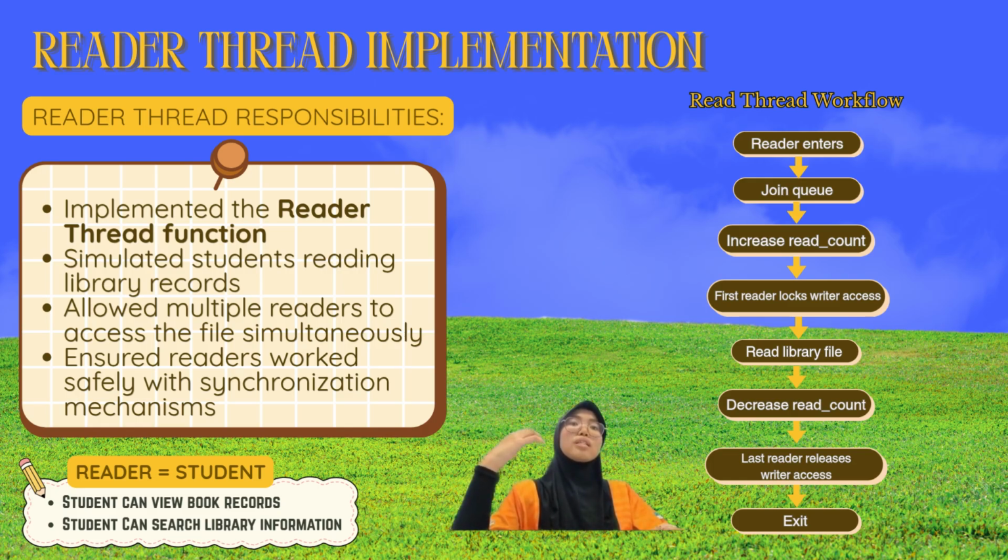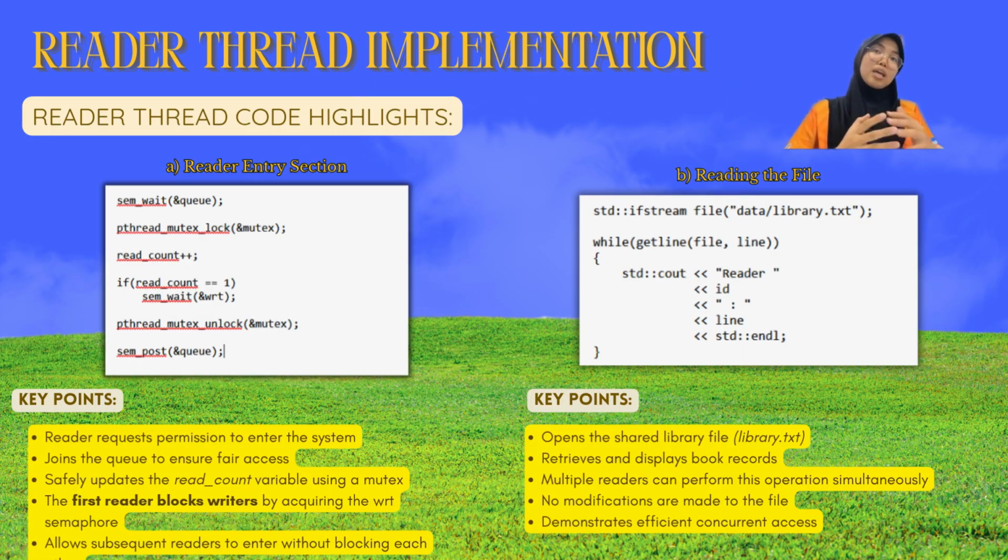So the whole flow is: enter, join queue, increment count, lock writers if first, read, decrement count, release lock if last, then exit. Now let's look at how this actually works in the code. On the left, we have the reader entry section. The first line, sem_wait(&queue), makes the reader wait in the queue before doing anything else. This is what implements the writer priority feature. It ensures that if a writer is already waiting, new readers won't just cut in line.